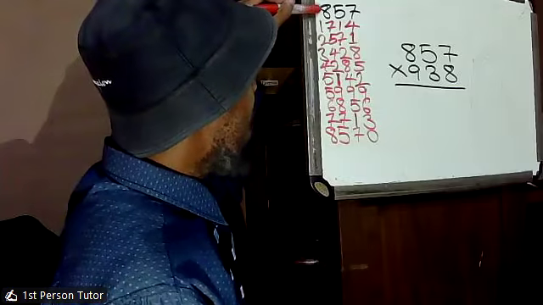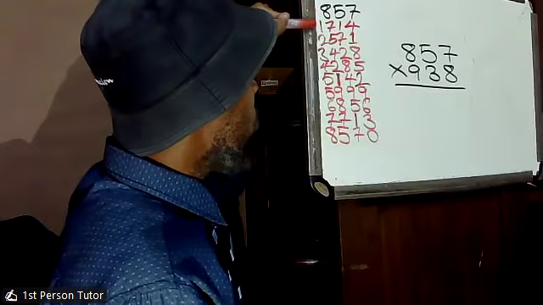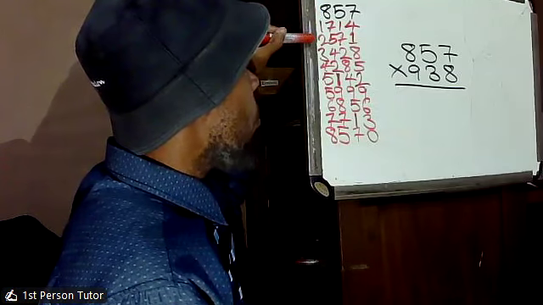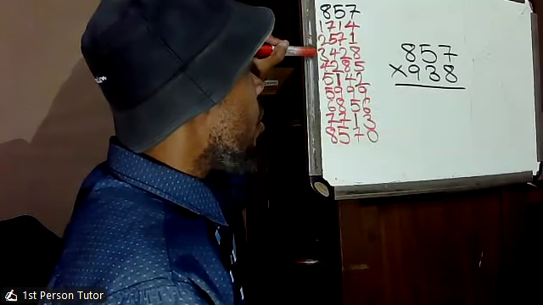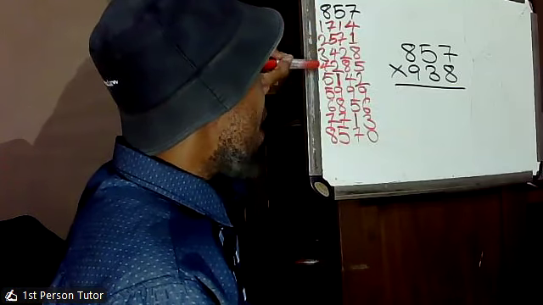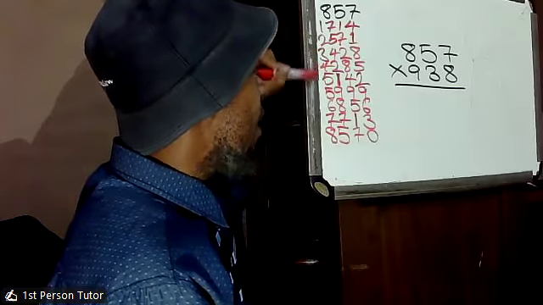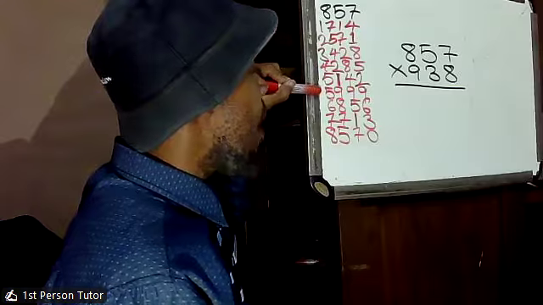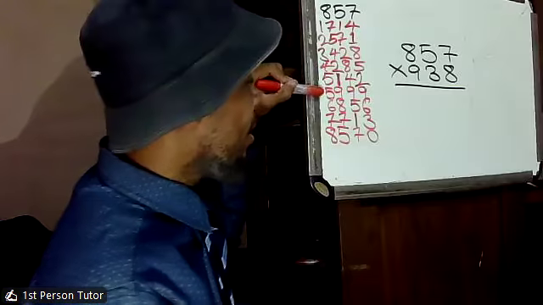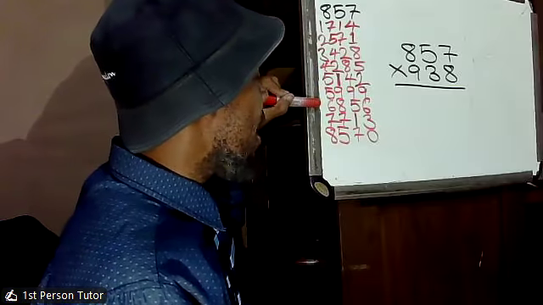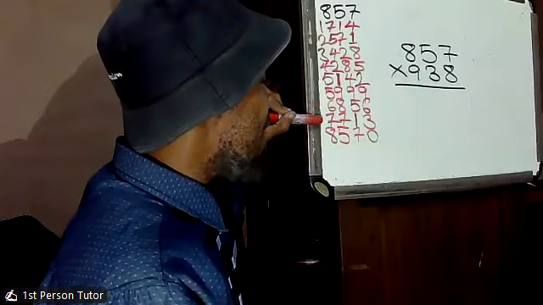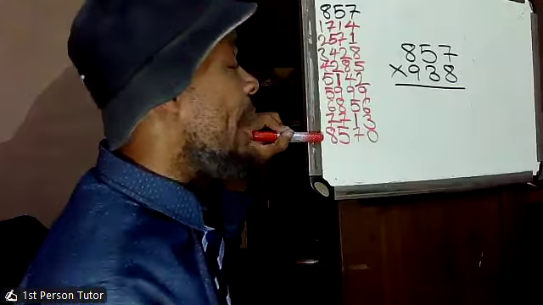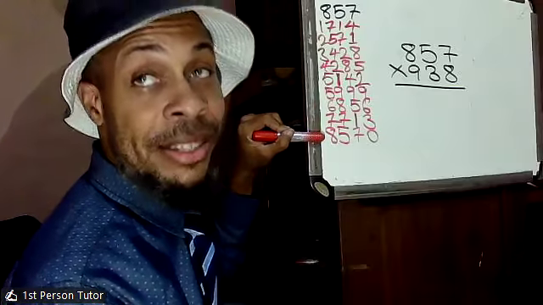So, at 1, we have 857. At 2, 1714. At 3, 2571. At 4, 3428. At 5, 4285. At 6, 5142. At 7, 5999. At 8, 6856. At 9, 7713. At 10, 8,570.